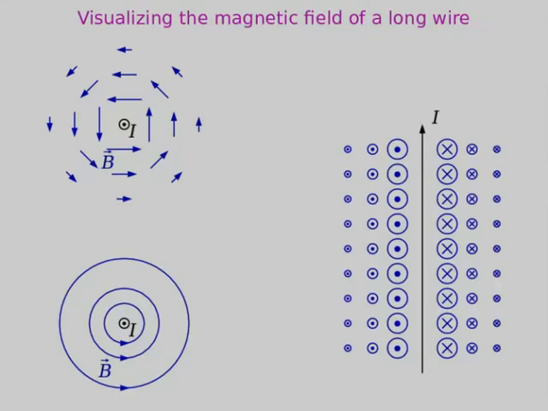On the right, we're just looking at it from a different angle. So on the left, the current was coming out of the page right at us. On the right, the current is going in the upward direction.